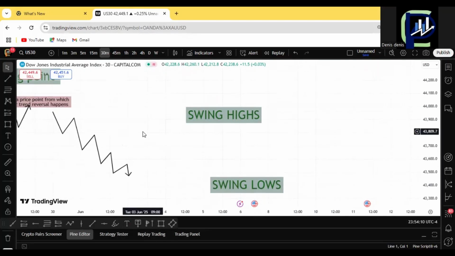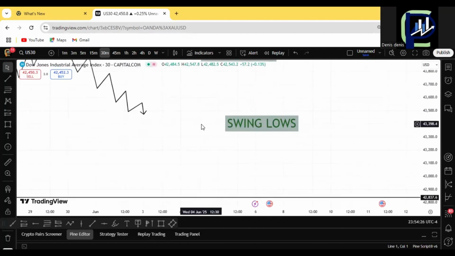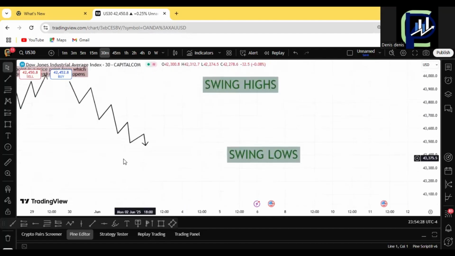Now, let's simplify this. Simple. A swing high is a point where the market turns from an uptrend to a downtrend. And the swing low on the other side is a point, a price point, where the market turns from a downtrend to an uptrend. Does that make sense?